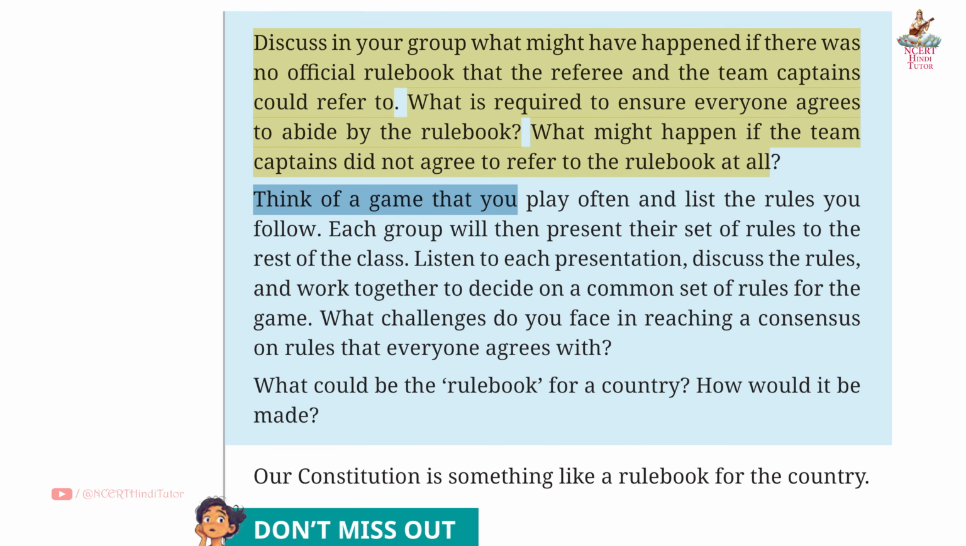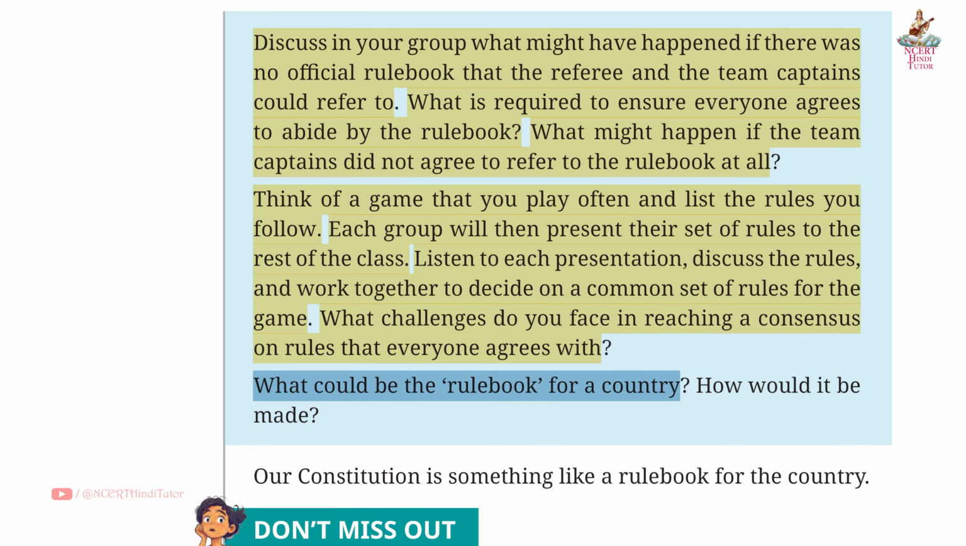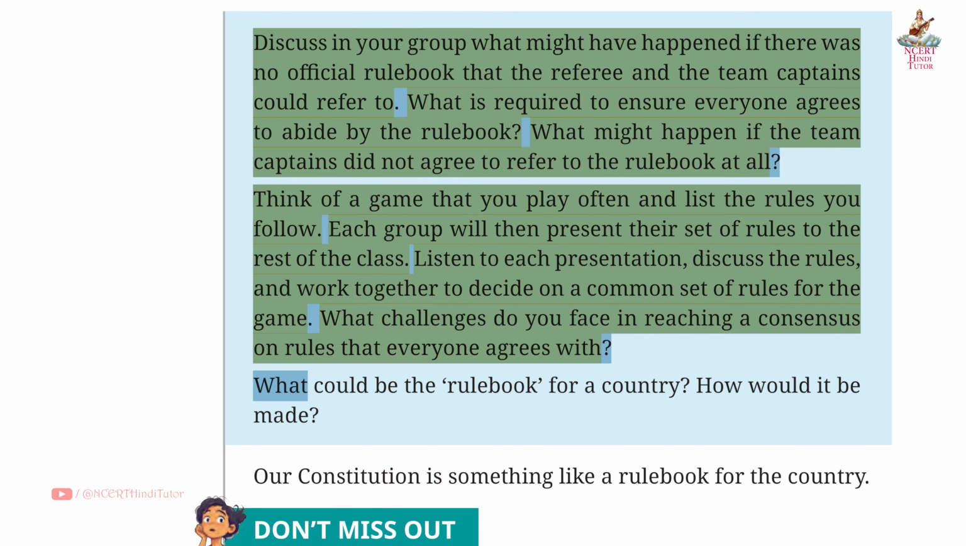Think of a game that you play often and list the rules you follow. Each group will then present their set of rules to the rest of the class. Listen to each presentation, discuss the rules, and work together to decide on a common set of rules for the game. What challenges do you face in reaching a consensus on rules that everyone agrees with? What could be the rule book for a country? How would it be made?